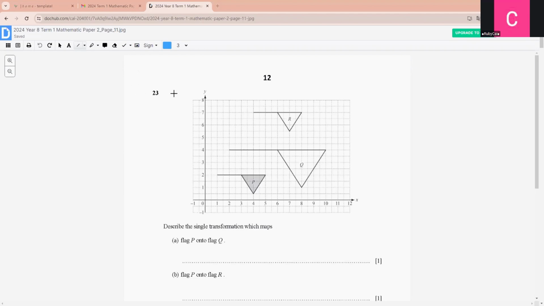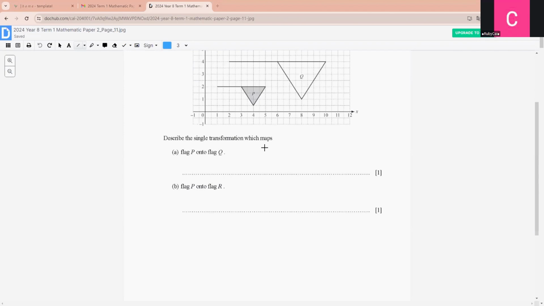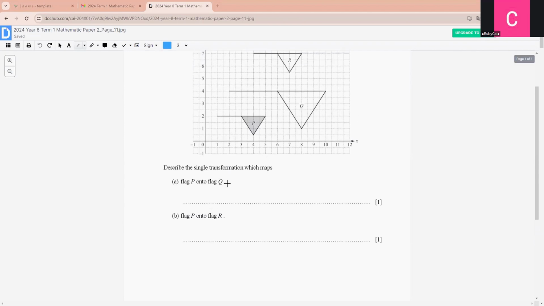So last page. Question 23a. Describe the single transformation which maps flag P onto flag Q. So flag P is here, flag Q is here. We can see that the size changes, the orientation stays the same, and everything else stays the same, except for the size. So that tells us that it's an enlargement. And for enlargement, there are three important things: the enlargement, the center, and the scale factor. So we're going to start by finding the center.